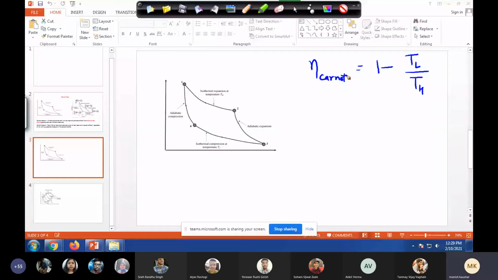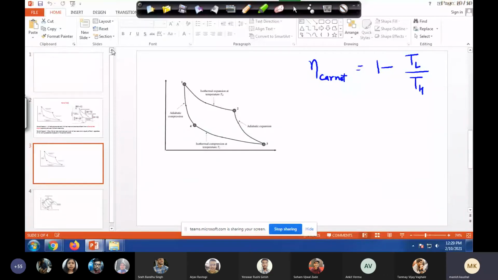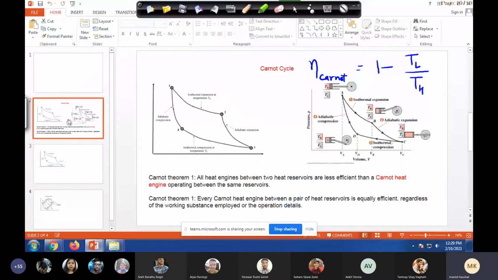Now let's go to Carnot theorem. As someone commented, sir, you stated two theorems, and of course we didn't prove them. So what Carnot theorem 1 says, and then we'll prove it. Carnot theorem 1 says that all heat engines, someone talked about irreversibility also, that if some engine is not reversible, what does it mean? So let's see this theorem. All heat engines between two heat reservoirs are less efficient than a Carnot heat engine operating between the same reservoirs.